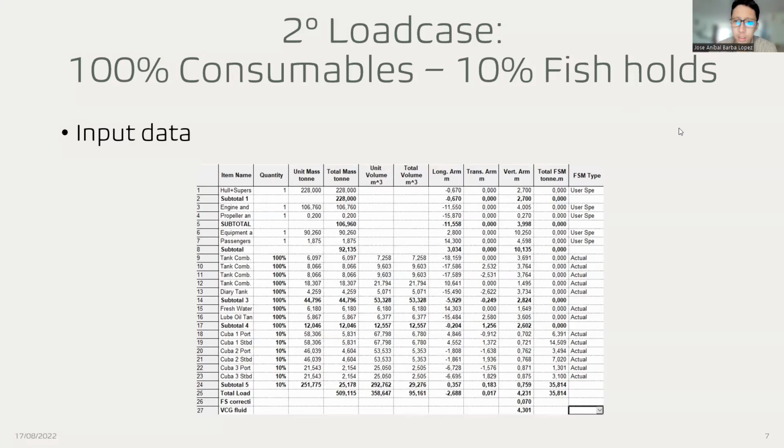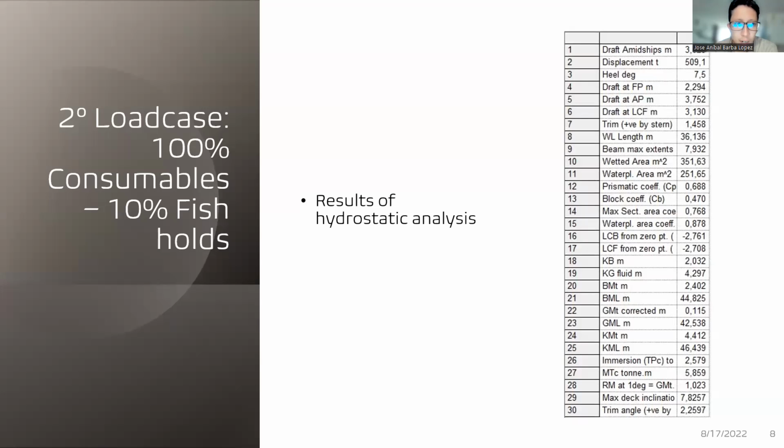The second load condition is going to analyze 100% consumables and 100% fish holds. In the same way, the vertical center of gravity is very important because this value is analyzed in the motion section of Maxwell. Next. Of the results, we need the draft, the LCF and the trim.